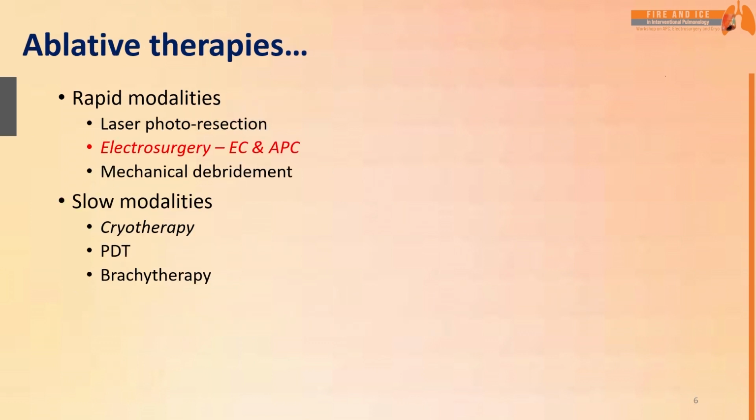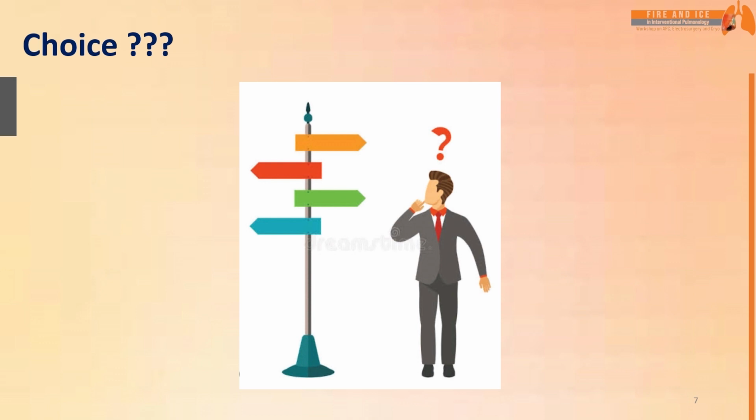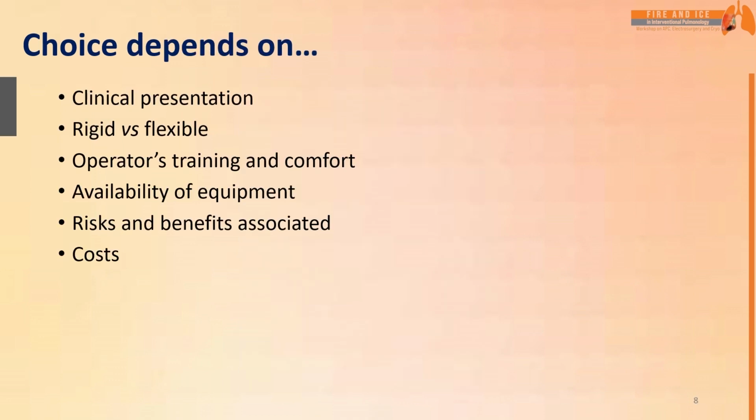So what are the ablative therapies? Broadly, the ablative therapies can be divided into two groups, the rapid modalities and slow modalities. The rapid modalities include laser photoresection, electrosurgery, including APC and electrocautery, and mechanical debridement. The slow modalities include cryotherapy, photodynamic therapy, and brachytherapy. So, what is our choice? The choice depends on the clinical presentation, acute or chronic, benign or malignant disease, which types of bronchoscope we have, rigid or flexible, operator's training and comfort, availability of equipment, risk-benefit ratio, and of course, the cost.